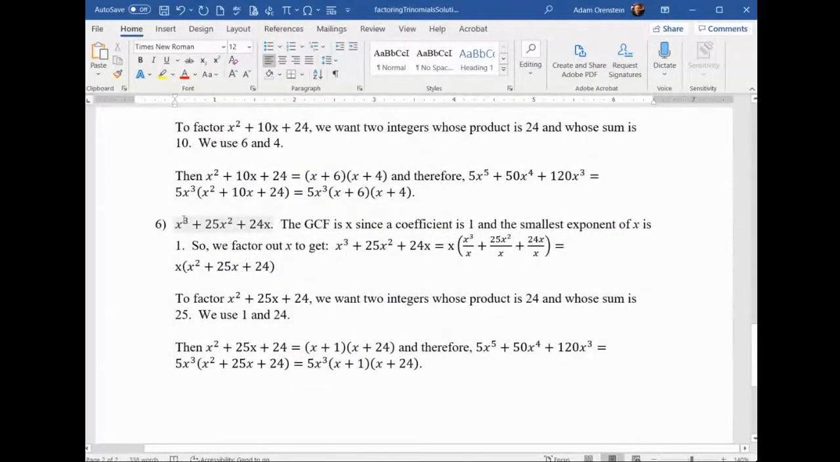For 6, as you can see, the smallest exponent of x is 1. So the GCF is not going to be 1. It's going to have at least x in it. But notice the leading coefficient is 1. Well, the only factor of 1 is 1 itself. So the only common factor among the coefficients is 1. So the greatest common factor among the coefficients must be 1, and so the GCF is 1 times x, which is x.